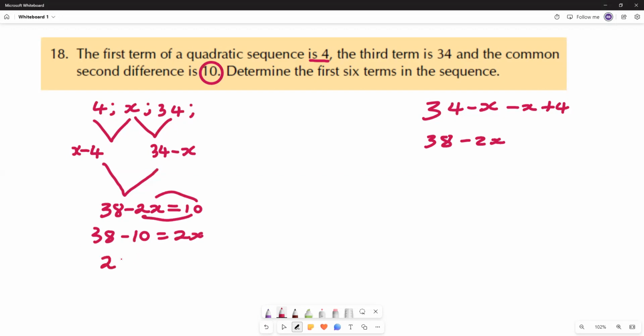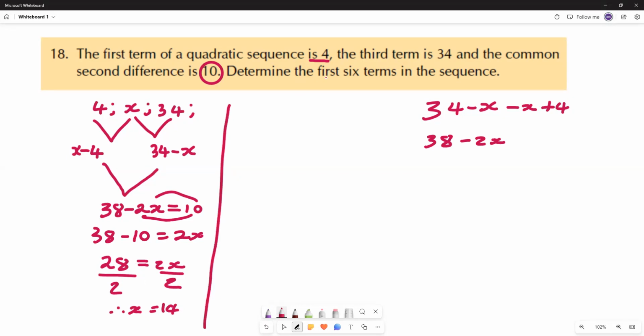And then this is 28 equals 2x. Then you can see that the x value is basically what? Over 2, therefore x equals 14. Now you can easily determine the first 6 terms of the sequence.